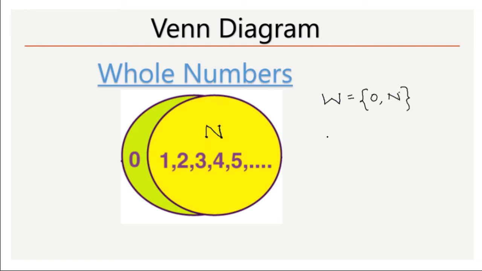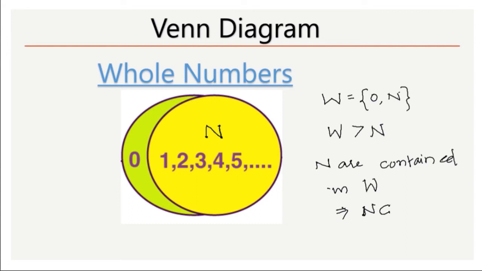So you can now just identify the whole numbers as a larger set compared to the set of natural numbers. The reason being, 0 is an extra element which is present in the set of whole numbers. We say that natural numbers are contained in whole numbers, and it is denoted by N representing natural numbers. The letter C used for contained in whole numbers.